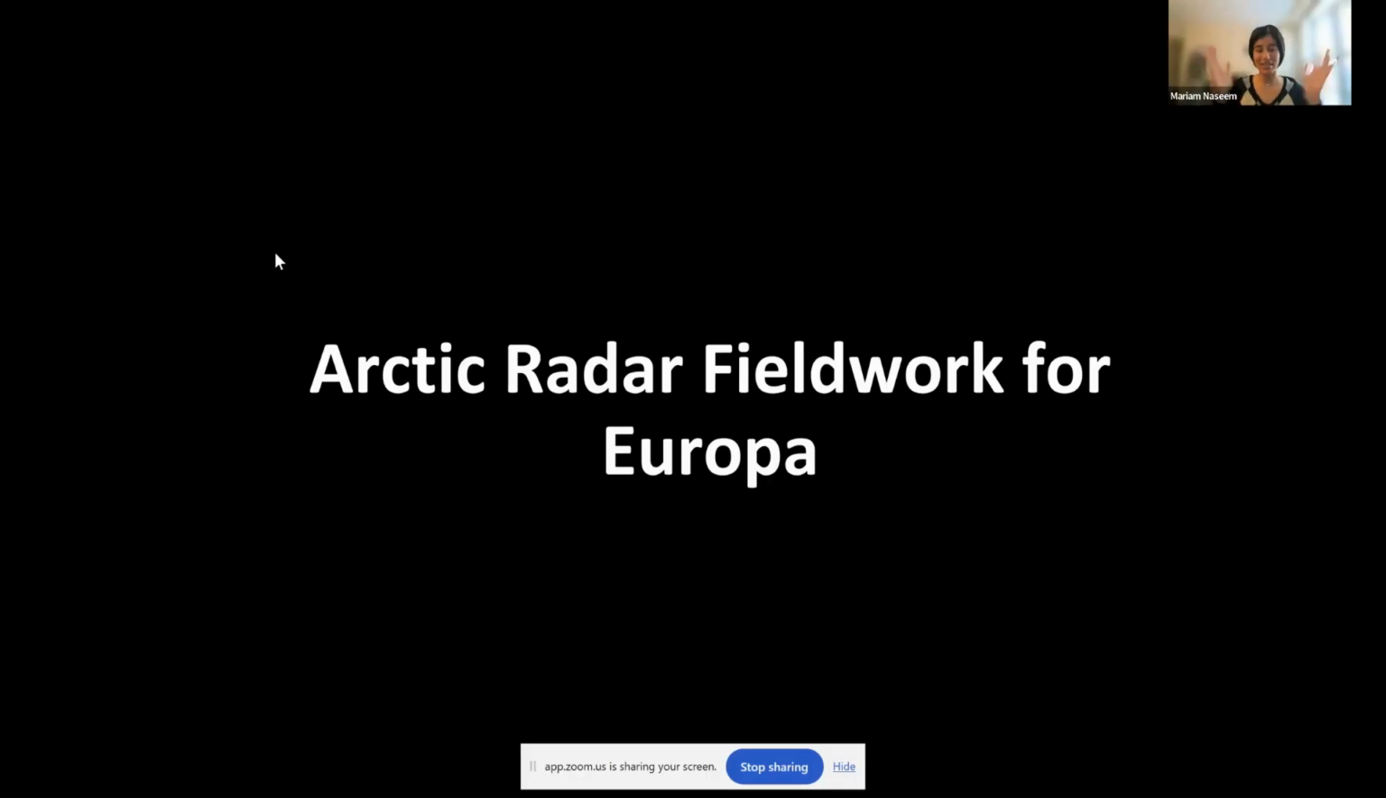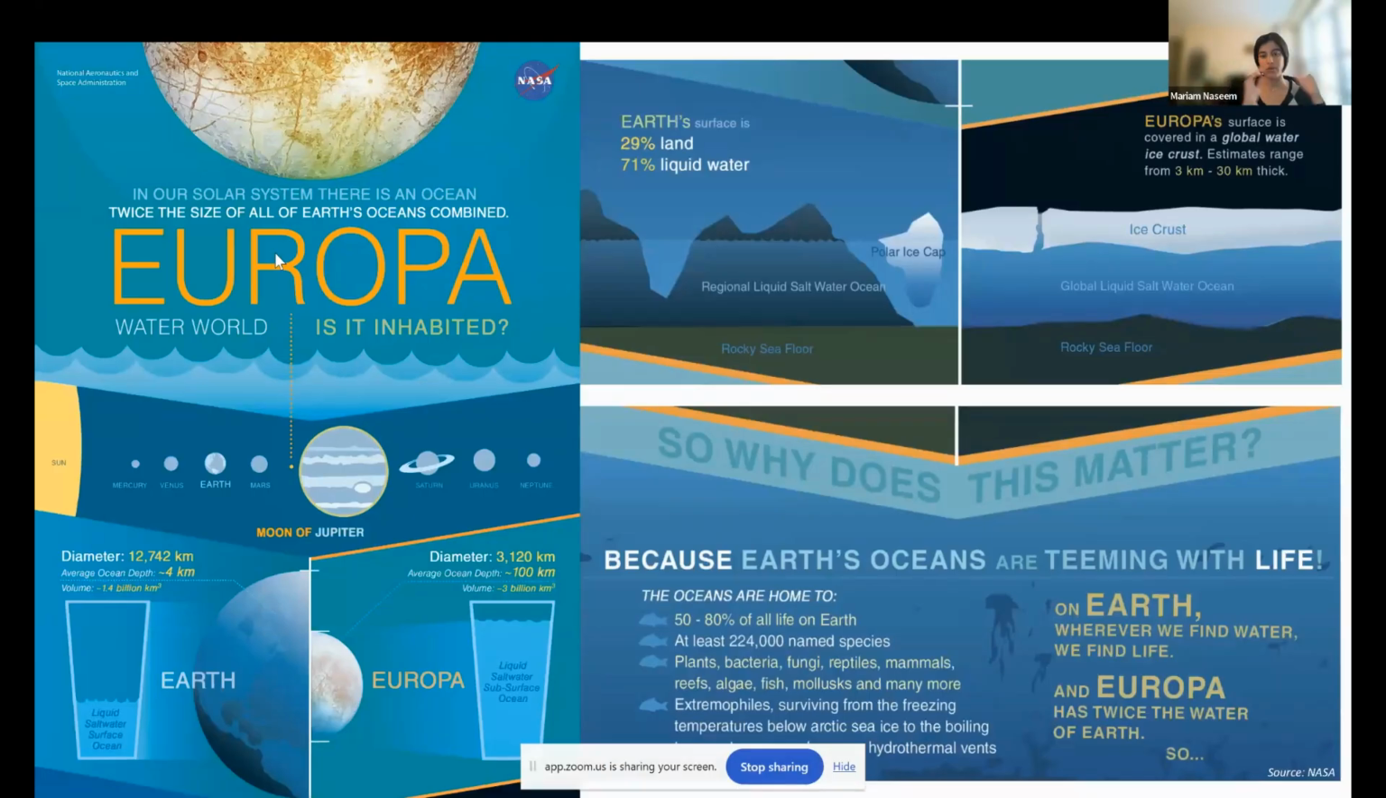So that was a lot of context, but here I'm going to talk about some radar fieldwork we did that has implications for Europa. Europa is one of the moons of Jupiter. It is believed to have almost twice as much water as Earth, and on Earth, our oceans are teeming with life. So if there's that much liquid water on Europa, it's an interesting target body to be studying. In fact, NASA launched the Europa Clipper mission in October of 2024, so very recently, and it's making its way to study Europa.